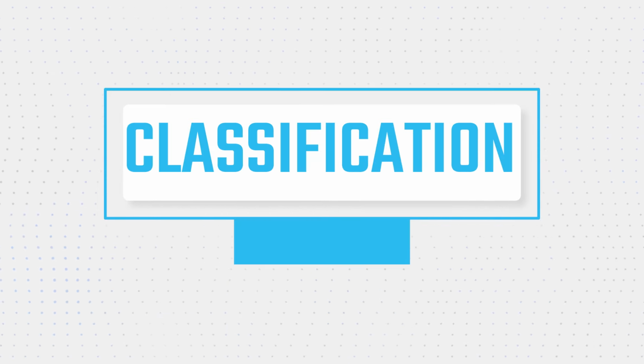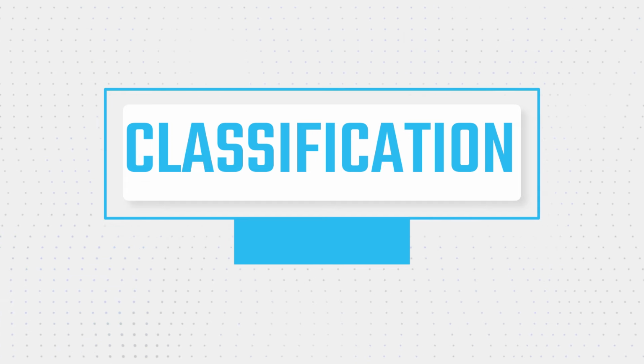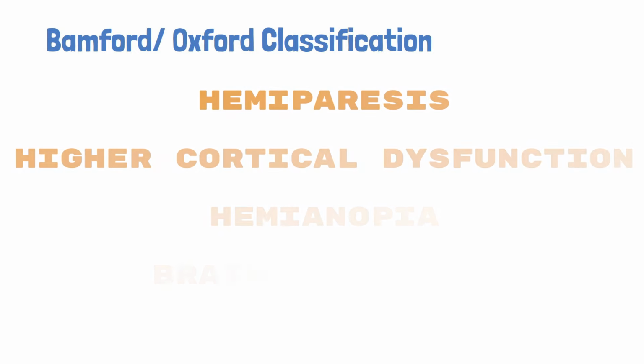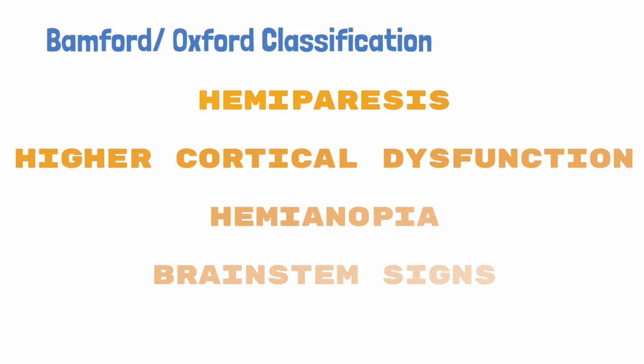So how do we classify an ischemic stroke? The most commonly used classification system for ischemic stroke is the Bamford Classification system. This is also known as the Oxford Classification system. This system categorizes stroke based on the initial presenting symptoms and clinical signs. The easiest way to use Bamford classification is to look for the presence or absence of the four main features of stroke, such as hemiparesis, higher cortical dysfunction, hemianopia, and brainstem signs.